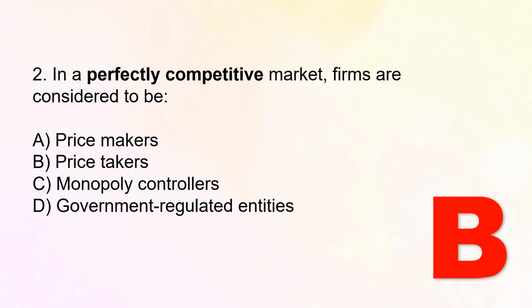Letter A is incorrect because price makers set prices, which applies to monopolies or oligopolies. Letter C is incorrect because firms in perfect competition do not control the market like a monopoly. Letter D is incorrect as well because while firms operate within regulations, they are not directly controlled by the government. Only letter B is the best answer.